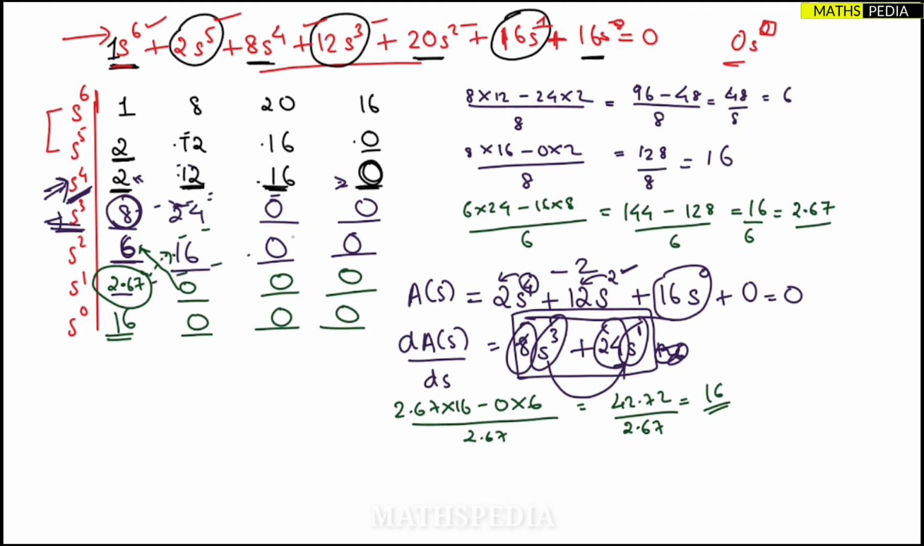So basically you need to understand here, as I said before, the last element should be the same as in the question. You can see here, this is s power 0, this is also the s power 0 row. This coefficient is 16, here also it is 16. So the s power 0 coefficient should come here. Correct? That way you can understand that you have done the Routh's array formation correctly.